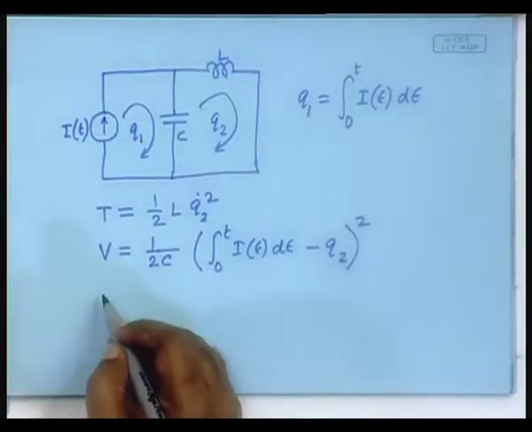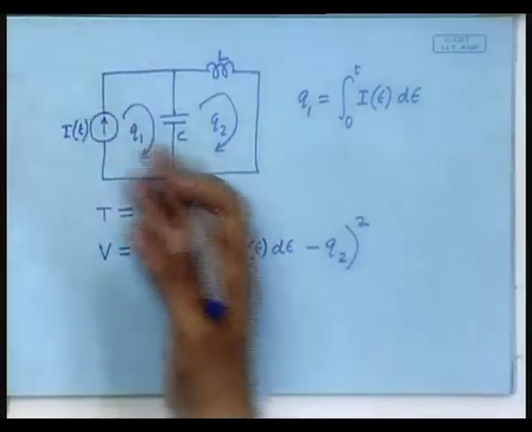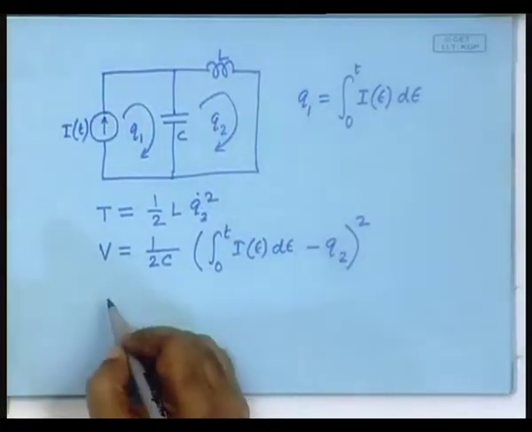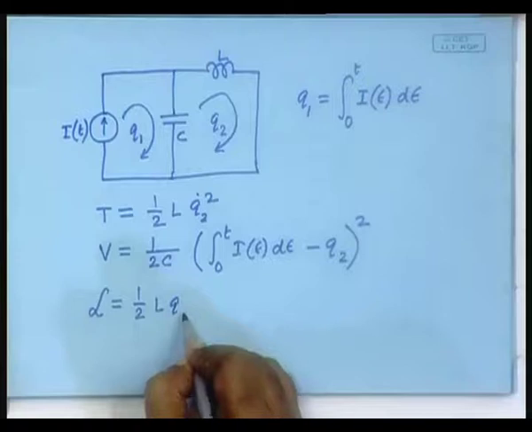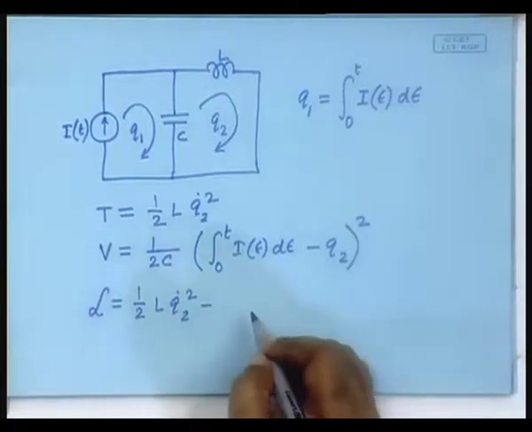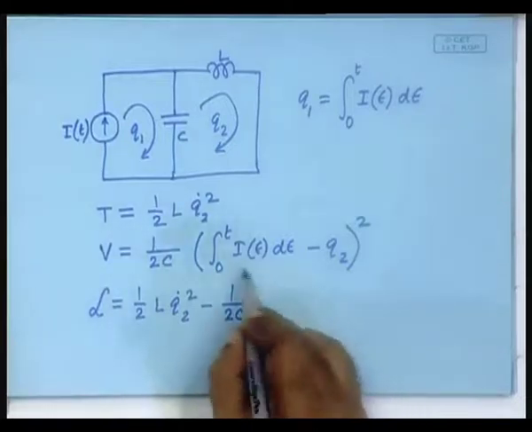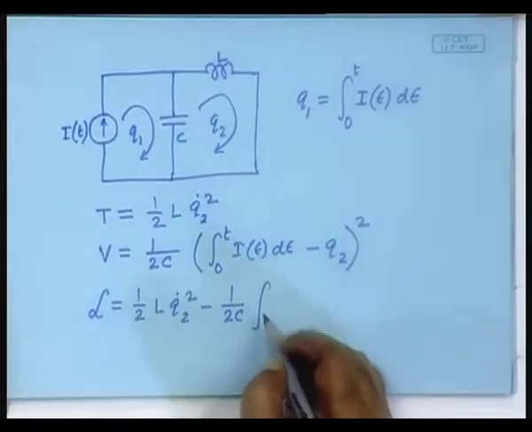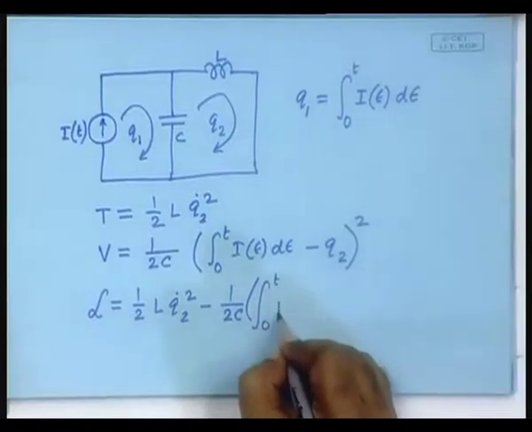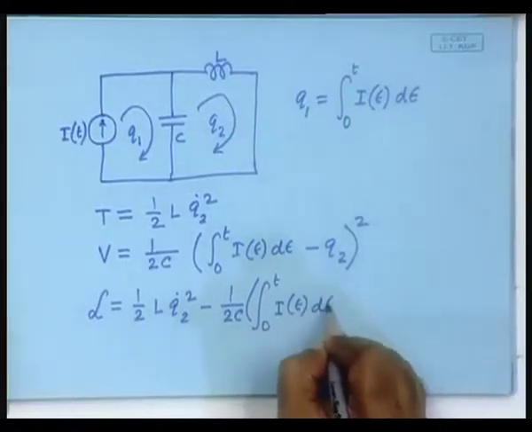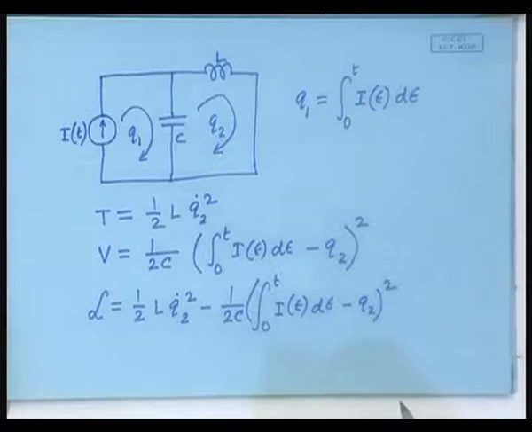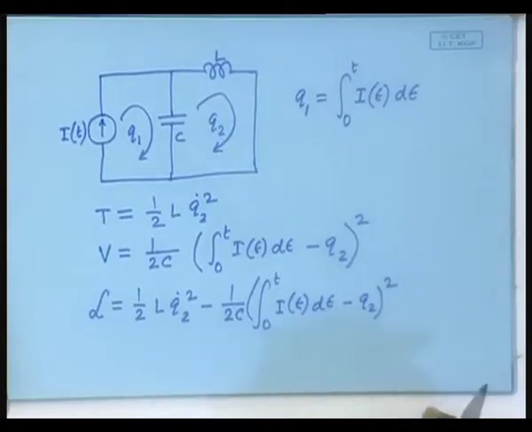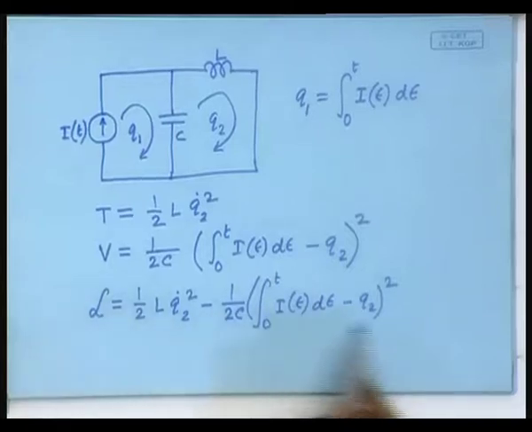And obviously the Rayleigh term is absent here because you are dealing with a conservative system, and then the Lagrangian function will be half L Q2 dot square minus 1 by twice C, this integral (within bracket) 0 to T I epsilon d epsilon minus Q2 square, right. Now, if you differentiate, notice that here Q1 does not appear at all, and therefore, there will be no equation in terms of Q1.